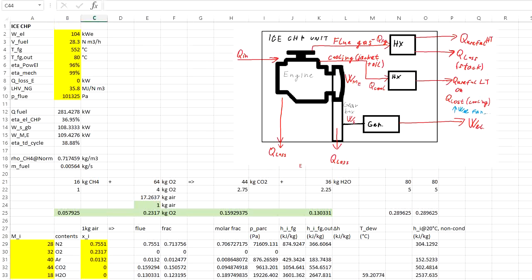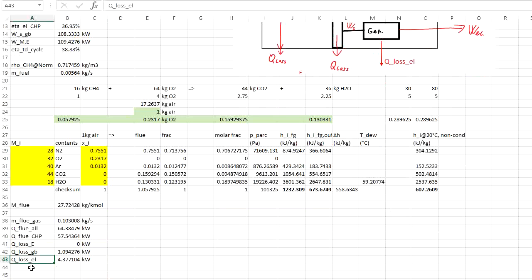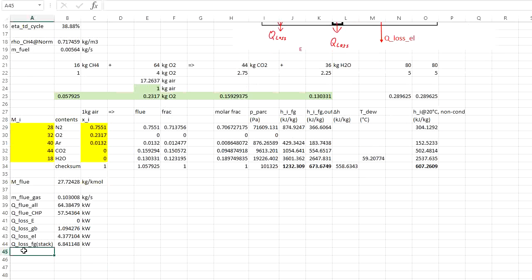Actually, we did not have it in the figure over here, so let's just add it. So it was that. Then the heat loss in the flue gas and the stack loss, which is the difference between the heat content in the flue gas and the actually used heat from the flue gas. And now we can also get the amount of heat in the cooling of the jacket and oil.